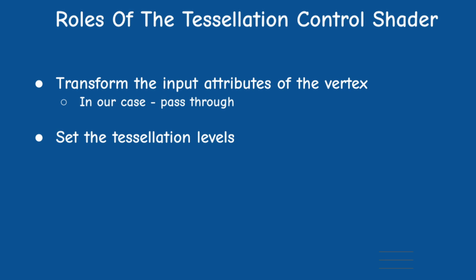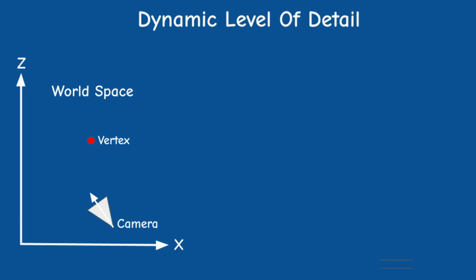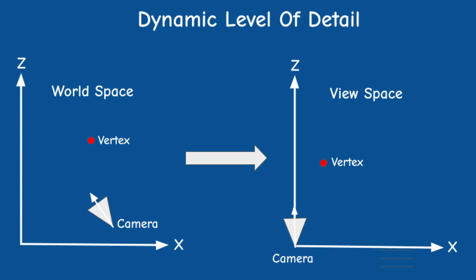But the TCS has an important responsibility, and that is to set the tessellation levels. In this case, since we are interested in implementing dynamic level of detail, it makes sense to set the tessellation levels according to the distance from the camera. The solution is to transform the vertex position to view space, after which the camera is located at the origin. This means that we can calculate the length of the view space vector, and this will give us the distance from the camera. But we have a problem.